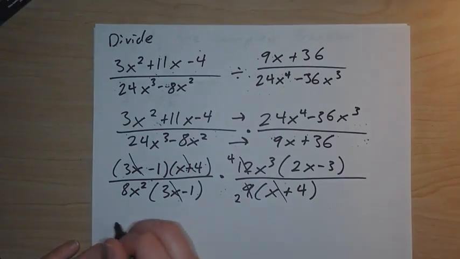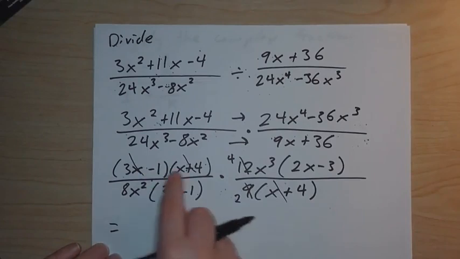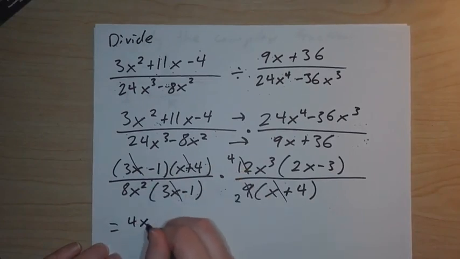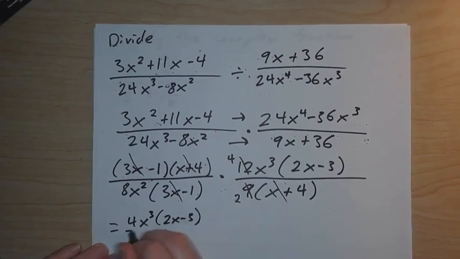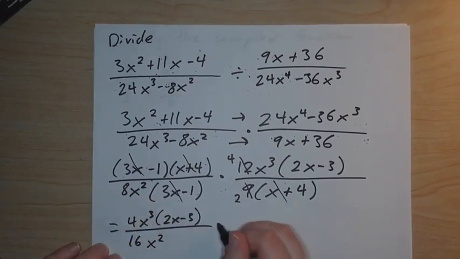And then I'm just going to multiply across because it's getting too complicated. So 4x cubed times 2x minus 3 on top. 8 times 2 is 16 times x squared. These two things can now cancel a little bit more. We can cancel the 4x cubed and 16x squared. We can take out an x squared from both.